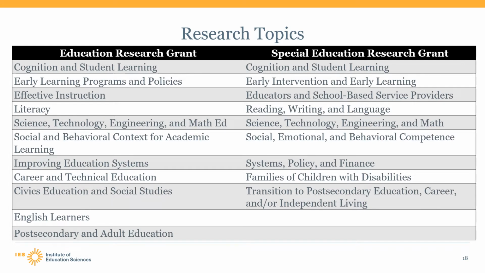NCER's Education Research Grant Program includes 11 topics, and NCSER's Special Education Research Grant Program includes 9 topics. The RFA for the Education Research Grant Program provides a discussion of the purpose and needed research under each topic. The RFA for the Special Education Research Grant Program does not have additional descriptive information beyond the title to allow for and encourage a broad range of research under these general topics.